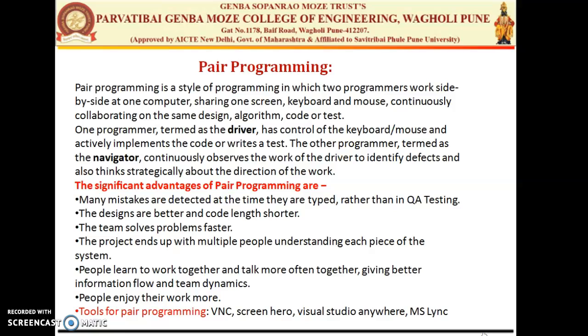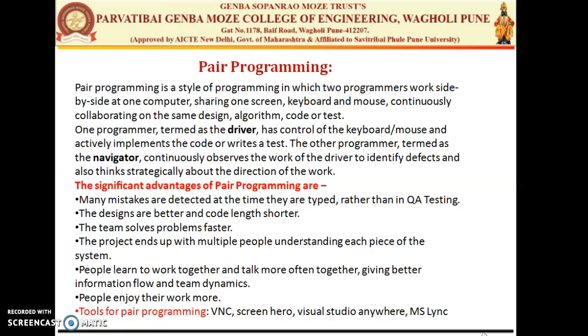With this method, the programmer who writes the code can concentrate on efficient coding, and the observer, who is observing the code, will suggest improvements. By this you get full concentration, minimum errors, and a good software application. Many Agile development processes use pair programming.